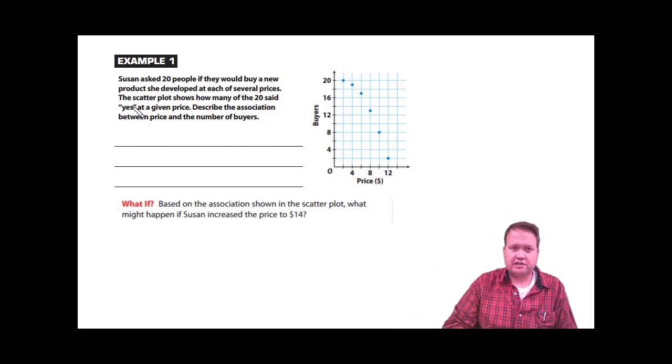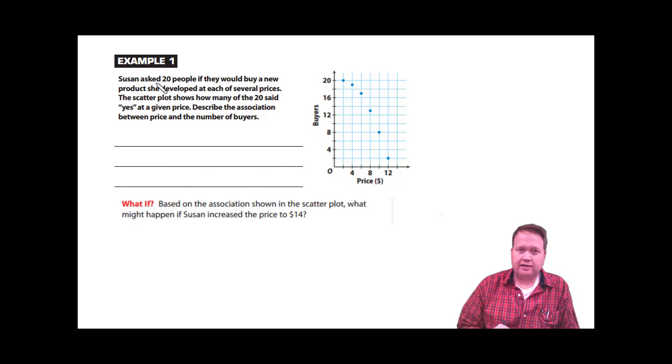Here's our first example of trying to interpret a scatter plot. It says Susan asked 20 people if they would buy a new product that she developed at these different prices. So for example, if this is $0, if this is 4, that makes this number right here would be $2. So we can say, if she asked them, hey, if my item costs $2, how many of you would like it? Well, all 20 people said they would like it because she asked 20 people.